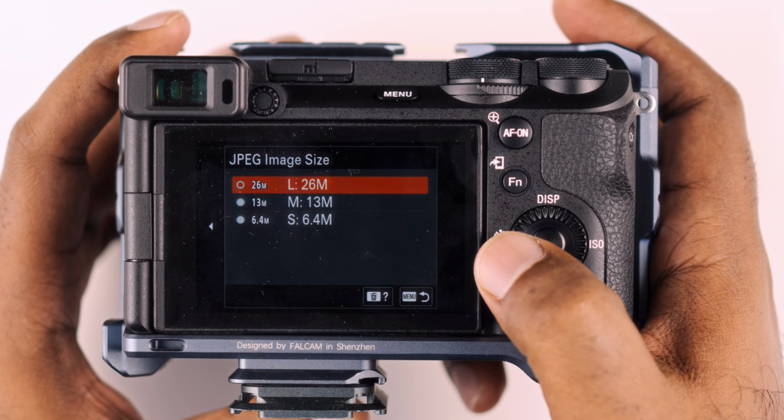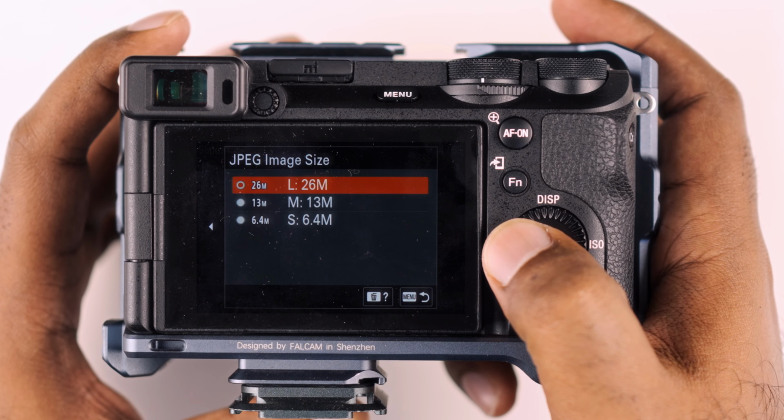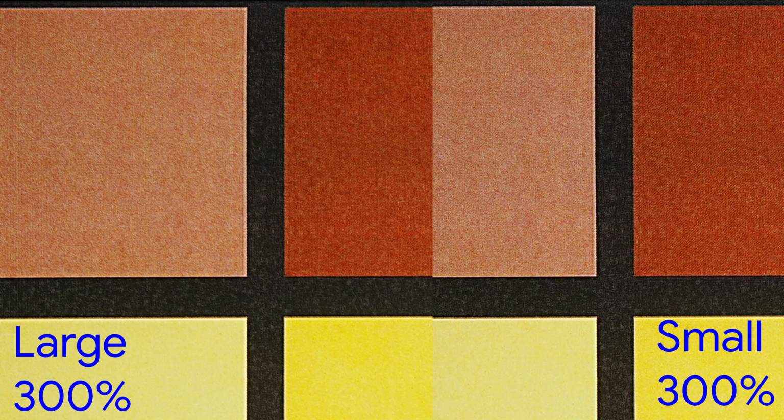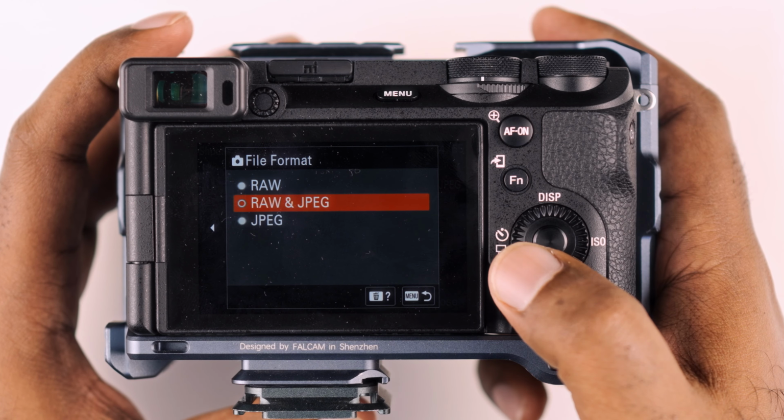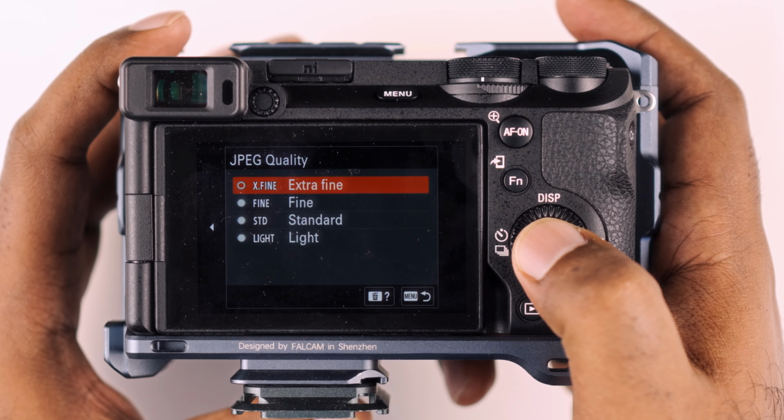Between the large, medium and small modes, I see a significant reduction in the resolution, which makes the images pixelated when zoomed in. So I would stick with just the large mode, as I usually crop a bit to fix my composition before posting them. In summary, if you're choosing to shoot in JPEG, you need to set the format to JPEG or RAW plus JPEG, then set the image size to large and choose the quality as you wish.